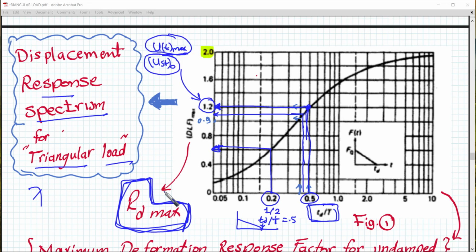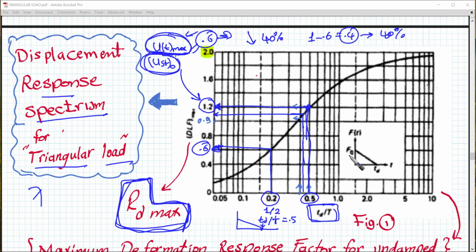If TD divided by T equals 0.2, it would give us the maximum dynamic response factor here, RD maximum. It is going to give us, for example, 0.6. What does it mean? It means that the maximum dynamic response over the maximum static response is going to be 0.6. This means that the dynamic effect is going to reduce the maximum static effect of the force by 40%, which is 1 minus 0.6 equal to 0.4. This is 40%. Okay, you understand it? That's the meaning of this chart.